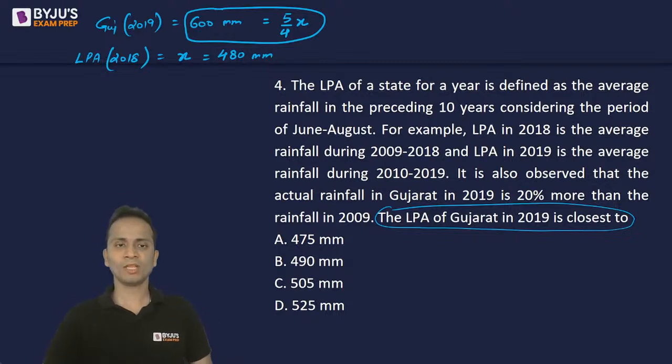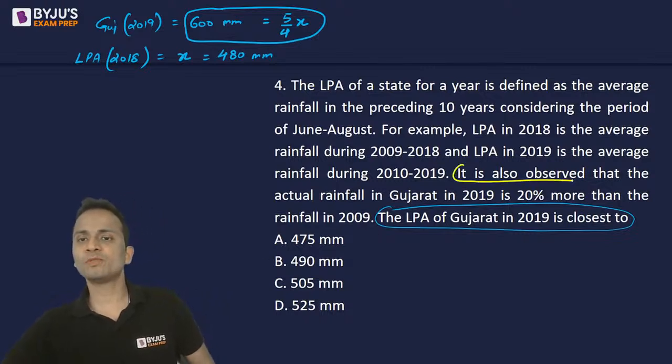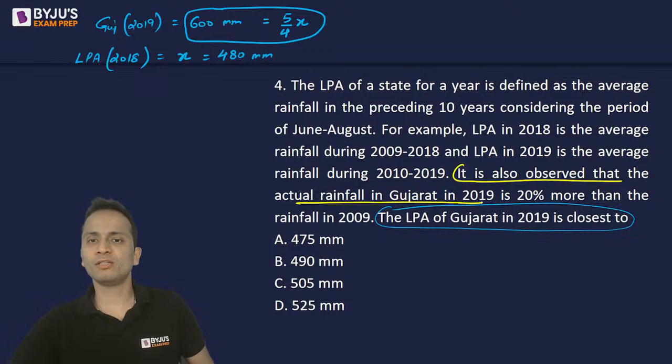Itna clear hai? Also, using the given statement in the question, it is also observed that the actual rainfall in 2019 is 20% more than the rainfall in 2009.